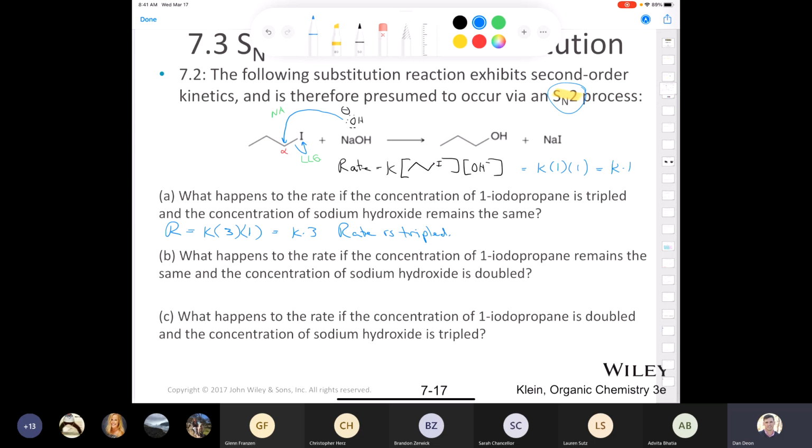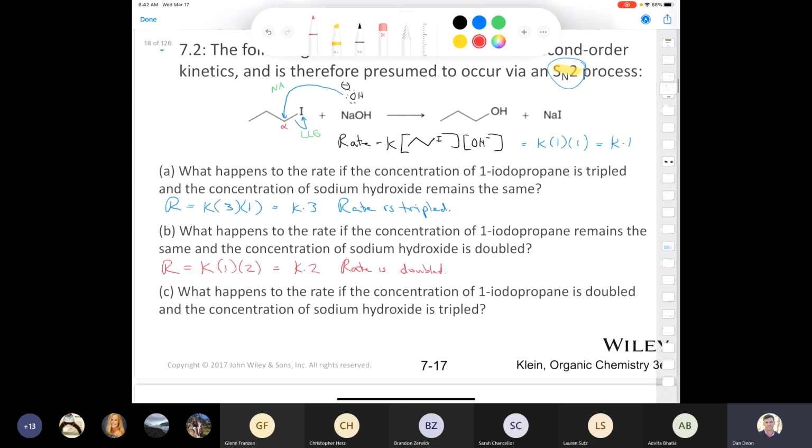Okay, it's not meant to be a complicated question. Let's take a look at B. It says, what happens to the rate if the concentration of 1-iodopropane remains the same and the concentration of the NaOH doubles? Could anybody tell me what would happen to the rate then? What would happen if I doubled the concentration of hydroxide but left the concentration of the electrophile or my substrate the same? Yeah, it's going to double, isn't it? Because the concentration of the 1-iodopropane doesn't change, but I double this. 1 times 2 gives me 2. So I'm going to have K times 2. So the rate is doubled.